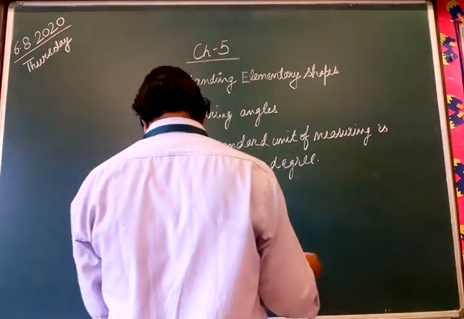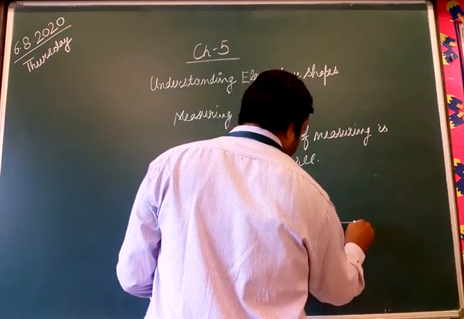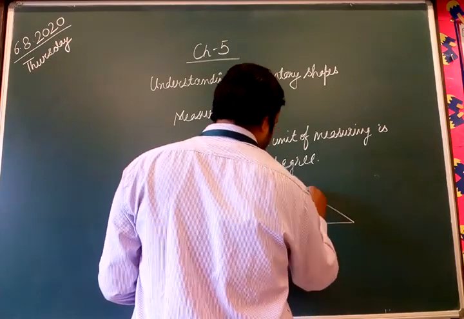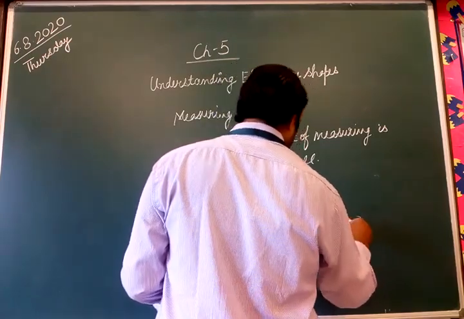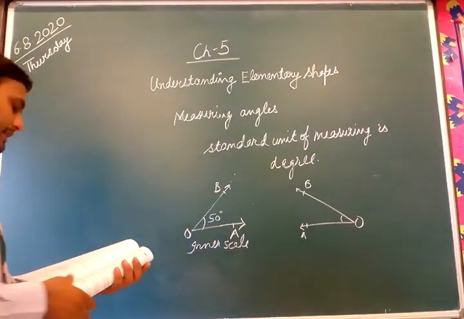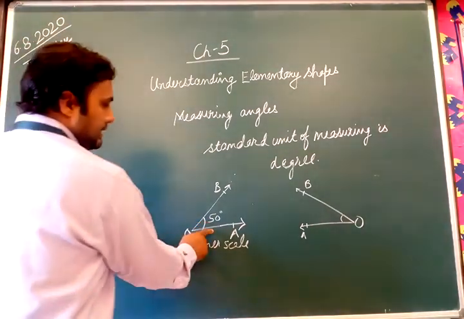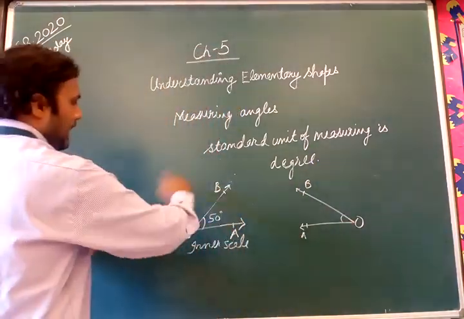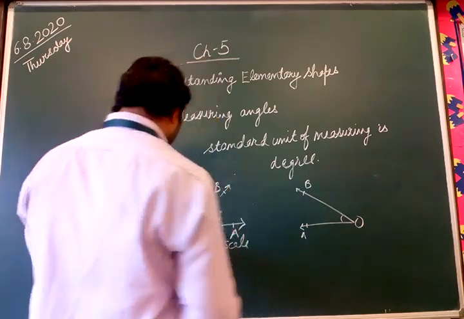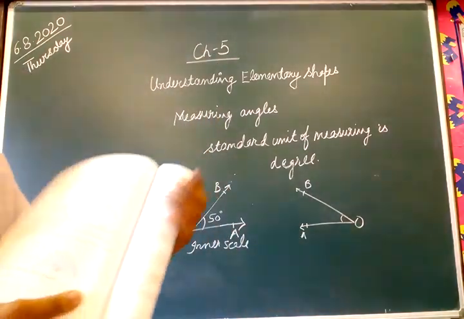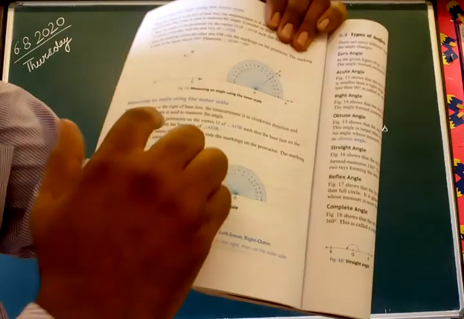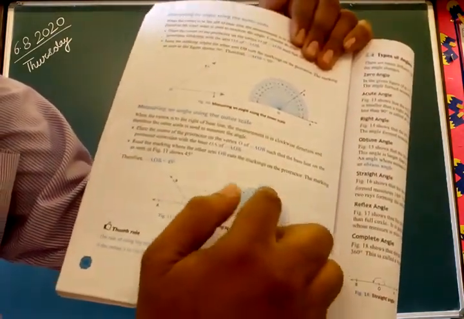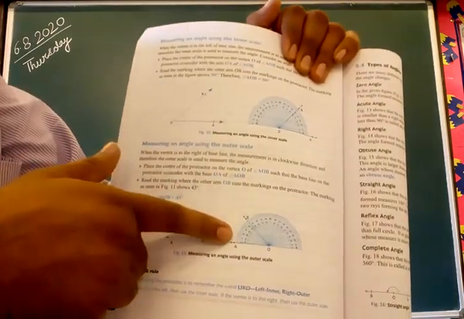Next is the outer scale. Suppose there is an angle. This is the outer scale. The measurement is in the clockwise direction. This is the anti-clockwise direction and this is the clockwise direction. If the angle is on the outer scale, then we preferably use the outer scale. This outer scale will be used.